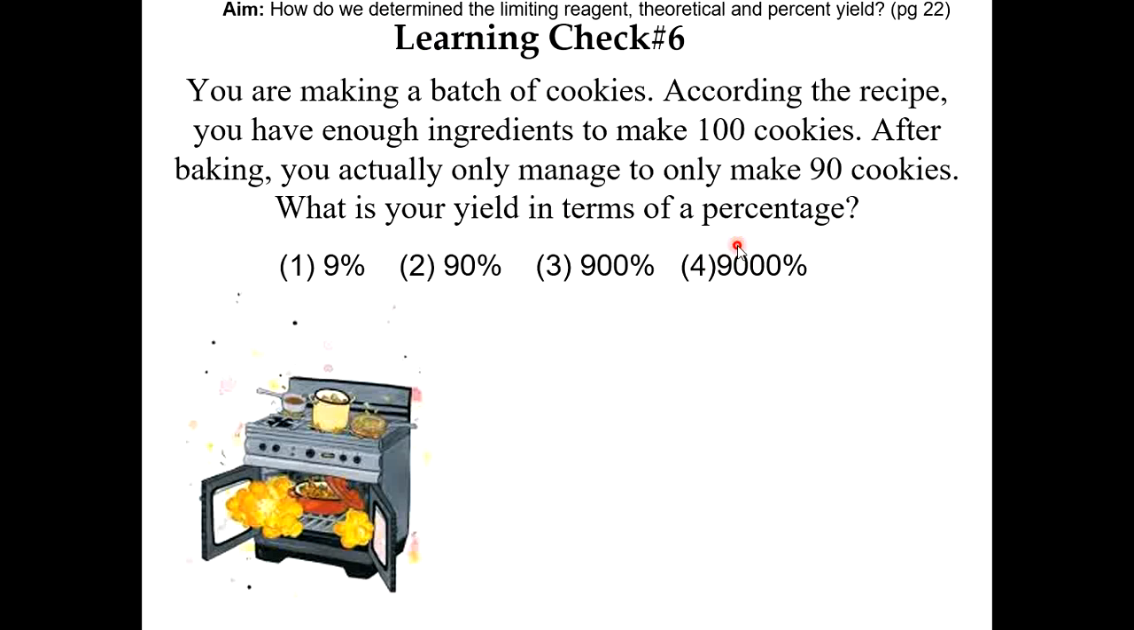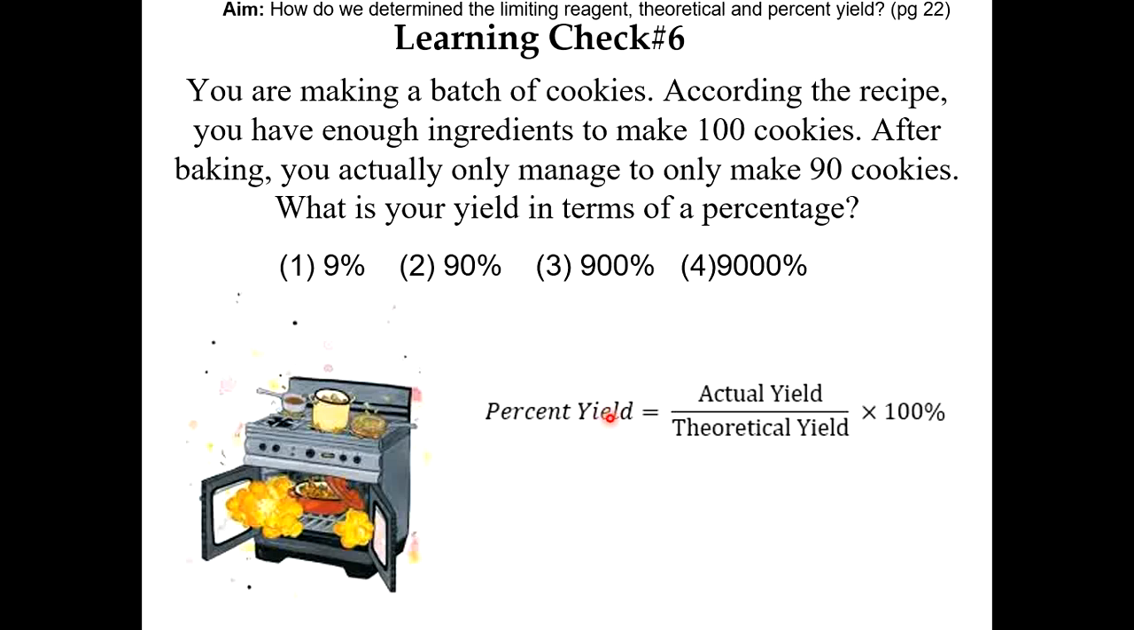For the last part of the lesson, we're going to talk about percent yield. So let's look at learning check number 6. You are making a batch of cookies. According to the recipe, you have enough ingredients to make 100 cookies. After baking, you actually only managed to make 90 cookies. What is your yield in terms of your percentage?